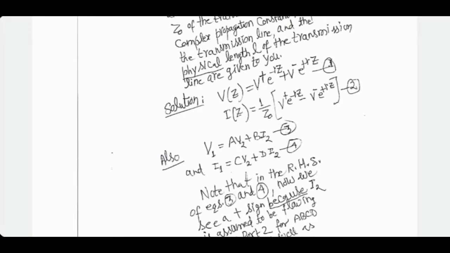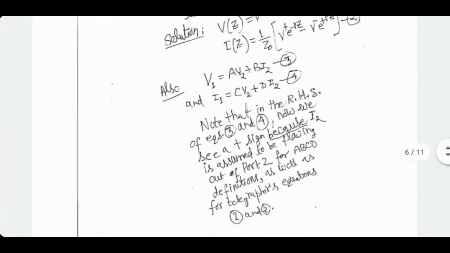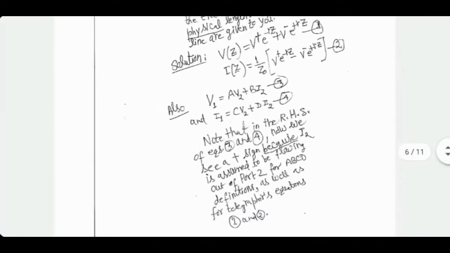By the way, in some books, you will find that for ABCD definitions, they actually use I2 as going inside the port. In that case, they write V1 equal to A V2 minus B I2 and I1 equal to C V2 minus D I2. So we can do it that way also, just that I am doing it in one particular manner. Many books do the derivations for ABCD parameters also by assuming I2 to be going inside the port. As long as you maintain consistency, you will be okay. Same answers should come out. Okay. So 1, 2, 3, 4 are there. And now application of basic definitions.